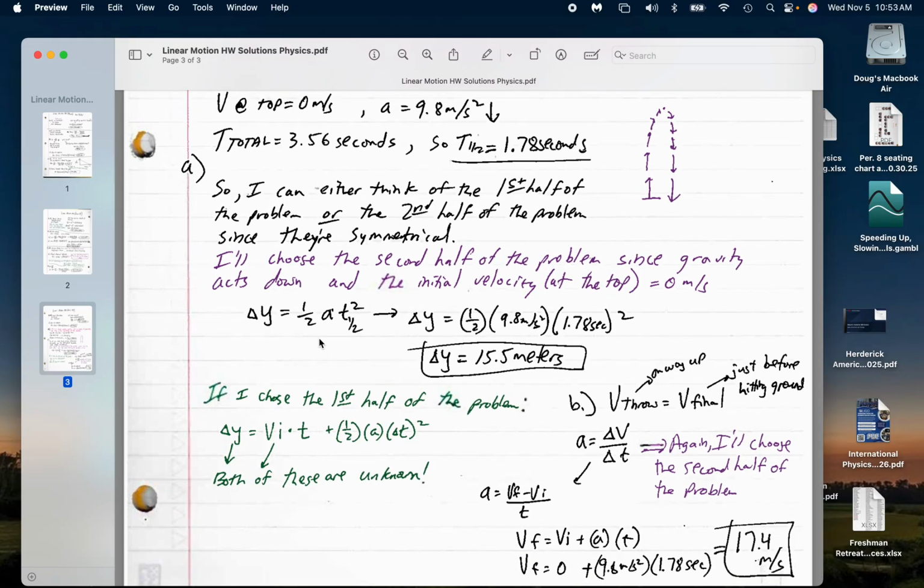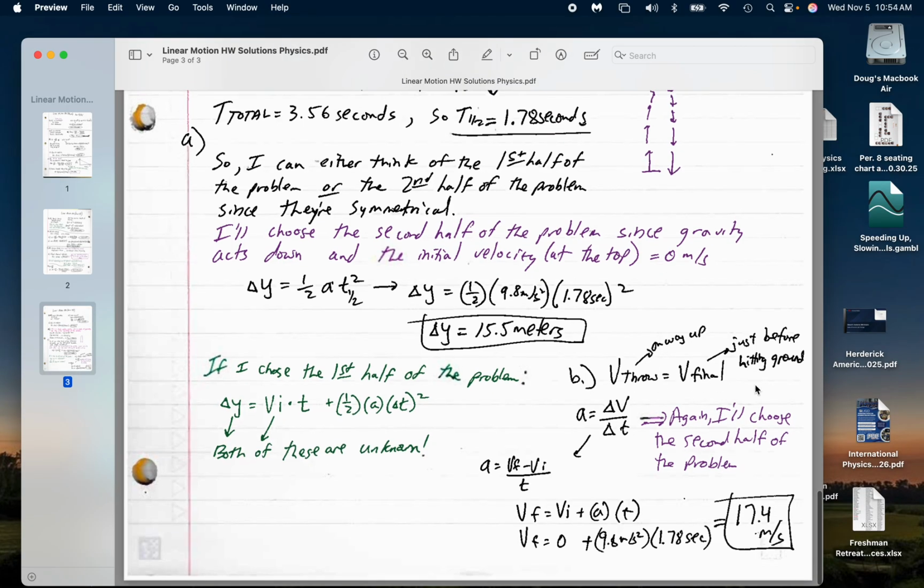And also I have an initial velocity of 0. So that means I can use a simple version of this formula number 4. Delta y, again, if you want to use delta x, that's fine, was 1/2 a t squared. And notice I'm using half the total time because it's only falling for 1.78 seconds. So when I do that, I get 15.5 meters. If you figure this out but used the entire time, you would have gotten 4 times as much, or somewhere around 62-ish meters.